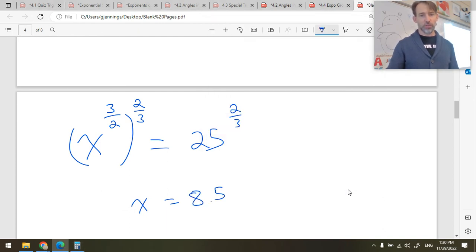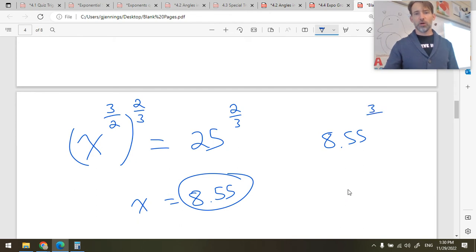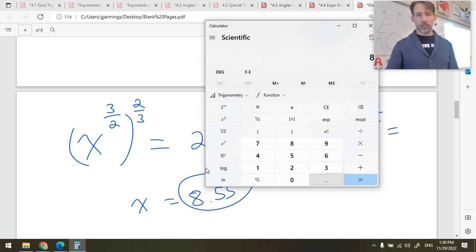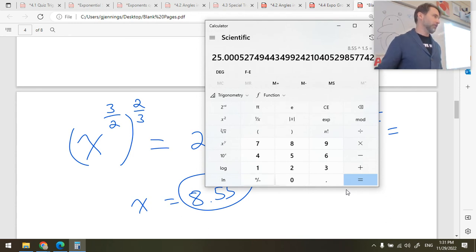8.55 is really close. Let's check our work by raising 8.55 to the 3 over 2, which is 1.5, and see if we get 25. 8.55 raised to the power 1.5, which is 3 halves, equals 25.0005. So even after I rounded, this is still very, very accurate. So that's how you can use the reciprocal exponent as a new inverse operation to clear exponents away from unknowns and solve for growth factors.